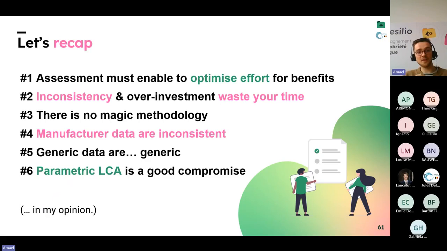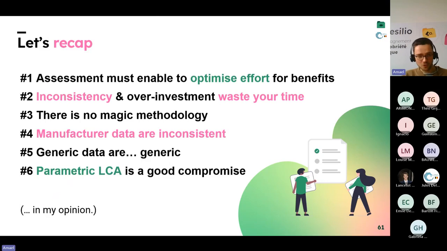Second, there are pitfalls along the way, two main ones being inconsistency and overinvestment in precision, for instance, that would make you waste your time. Pitfalls that we want to avoid. Third, unfortunately, there is no magic methodology. We discussed plenty of methodologies, all of them fitting more or less various use cases, but there is no one single answer. And last, on those data parts, the manufacturer data are, as of now, inconsistent.